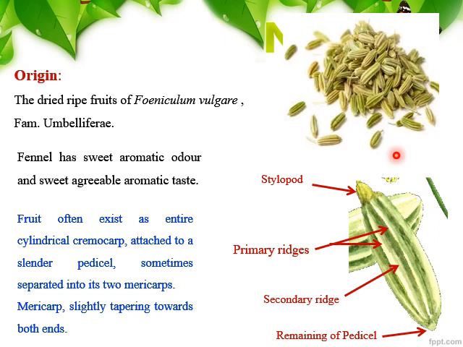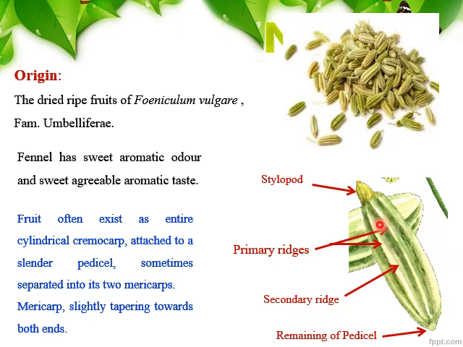The fruits exist as entire cylindrical cremocarps attached to cylindrical pedicel or slender pedicel, sometimes separated into its two mericarps. The cremocarp, we said it is the entire fruit, entire schizocarpic fruit of the umbelliferous plants, and it is separated into two halves, each half known as mericarp.